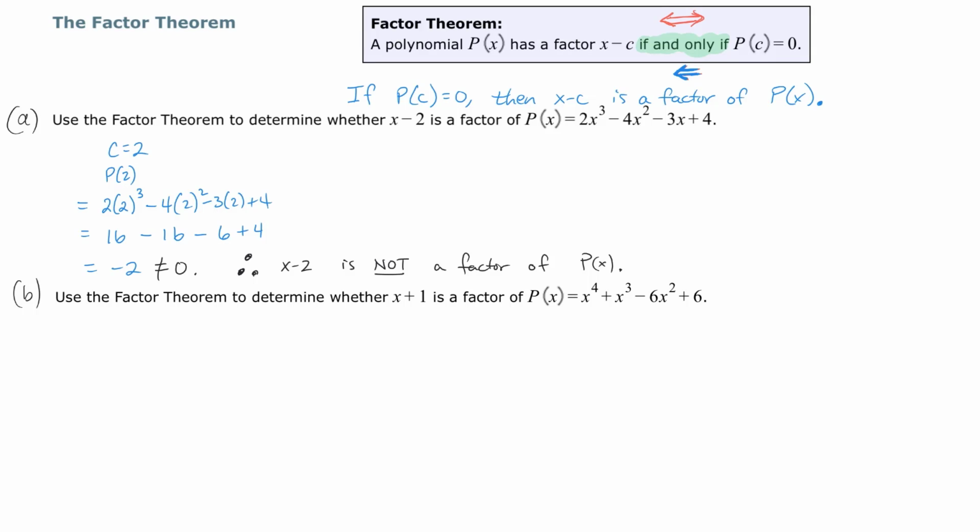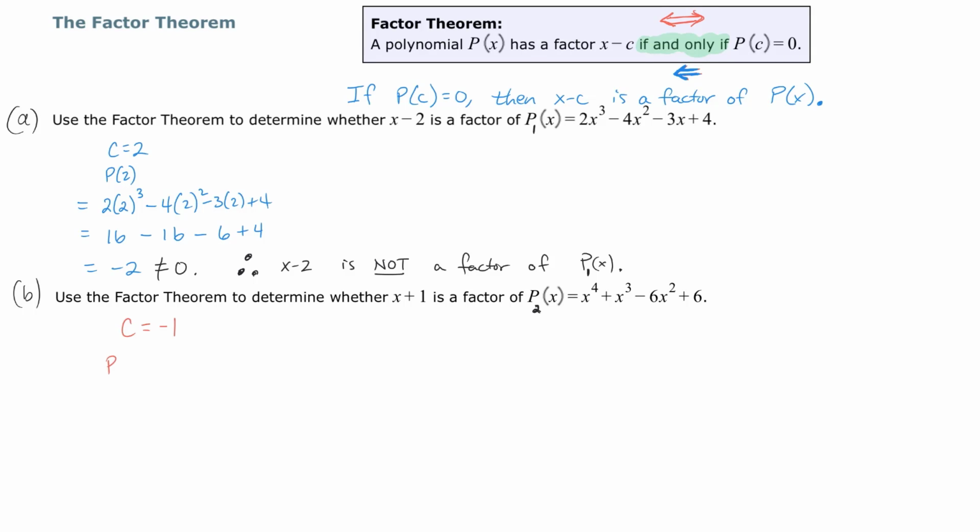Let's go to example B, where the polynomial is different now. If your notes look really difficult to read, you could call this P sub 1, and then you can call example B to be P sub 2. Use the factor theorem to determine whether x plus 1 is a factor of the polynomial P sub 2 of x. In this case, c is equal to what? c is equal to negative 1.